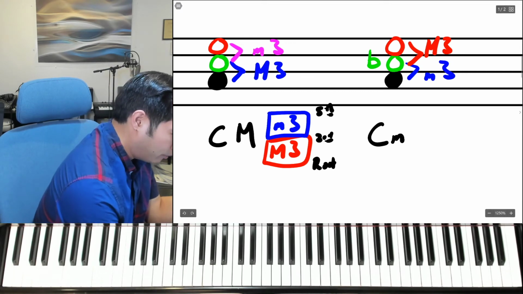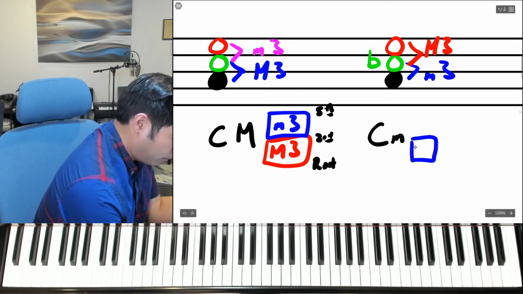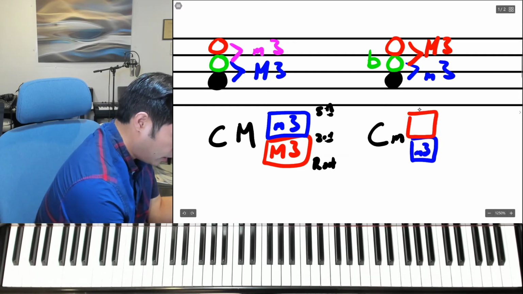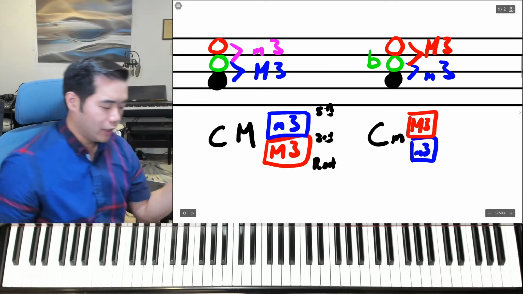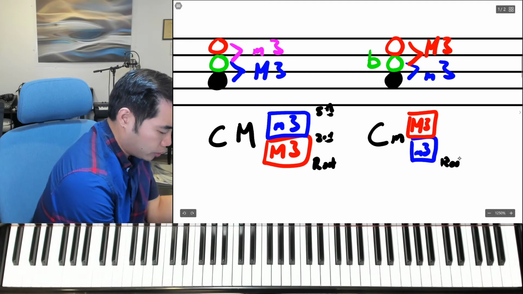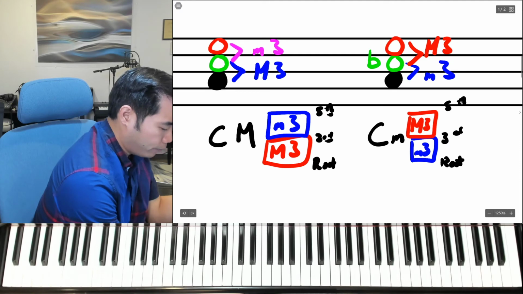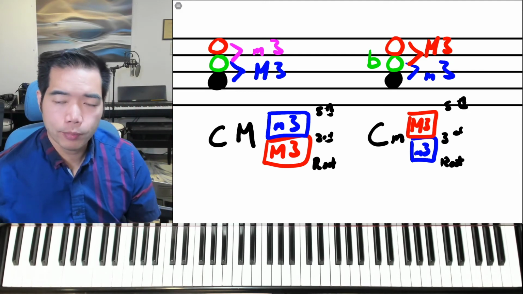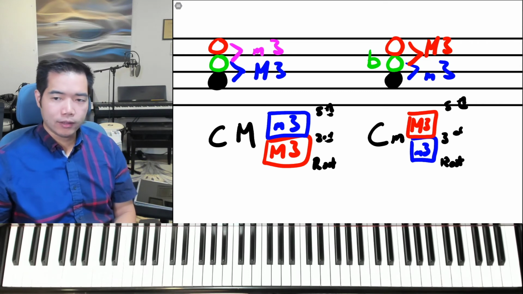So again, this time we're dealing with a minor third with a major third on top, and again, these align with the 3 parts of the triad, the root, the third, and the 5th. So there's a minor third between the root and the third, and a major third between the third and the 5th. This is a minor triad.